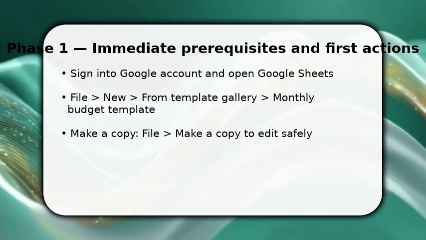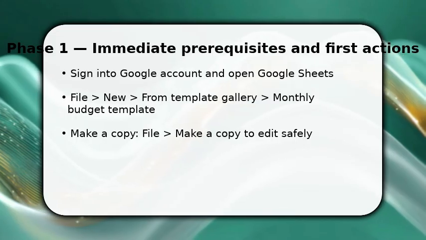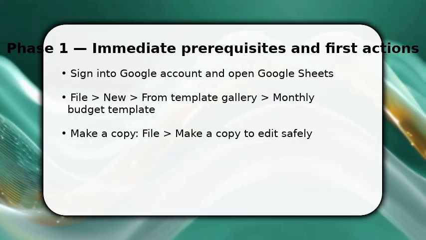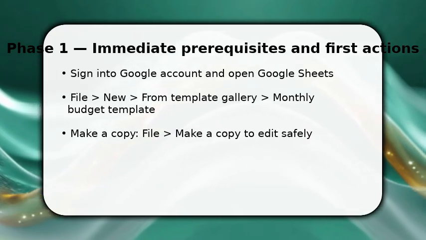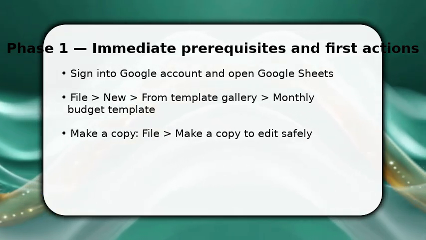Income, expenses, categories, and summary tabs. Focus on replacing placeholder numbers with your actual monthly income streams first. This sets the baseline for all percentage and savings calculations that follow.